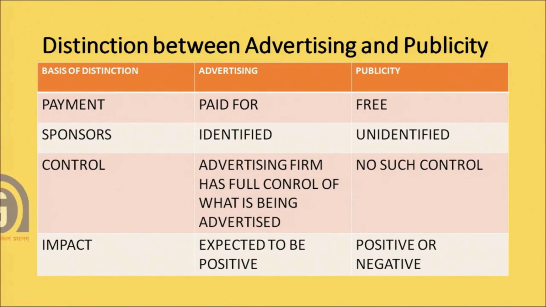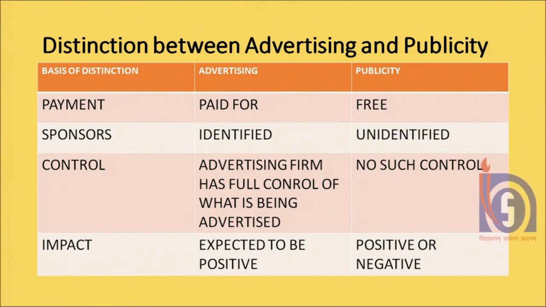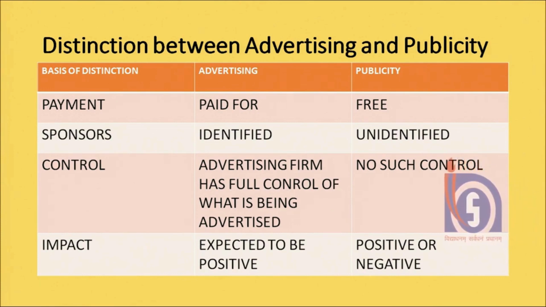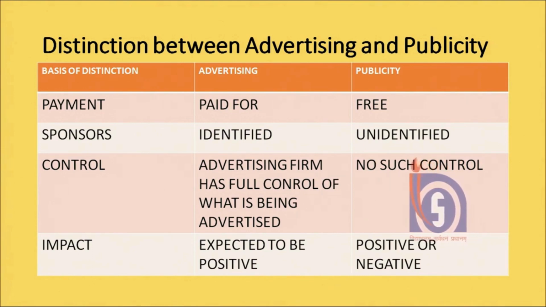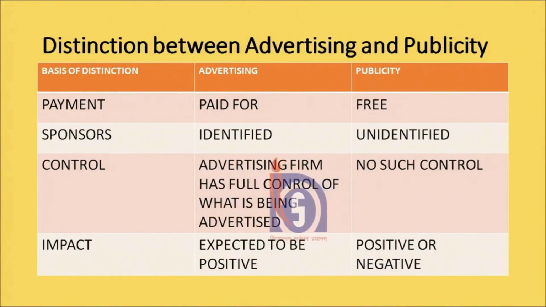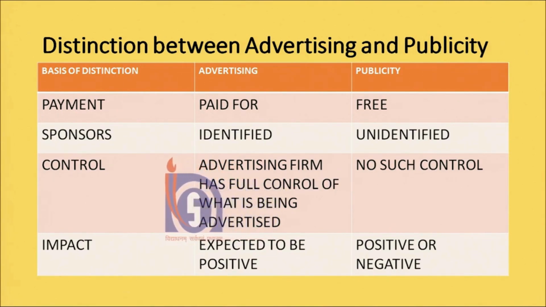If we talk of control over the content of the message, because advertisement is well thought of, it's well paid off, therefore advertisers or the sponsors have full control over what is being advertised. They can control the content of the message. However, since publicity comes from third parties, there is no such control over the content or the matter which is being advertised. If we talk of impact of advertising and publicity, advertisement, because of the control of the content, is expected to generate positive impact. But in case of publicity, because it is not financed, it is not paid for, the impact can either be positive or negative, as we just discussed the case of Maggi noodles.